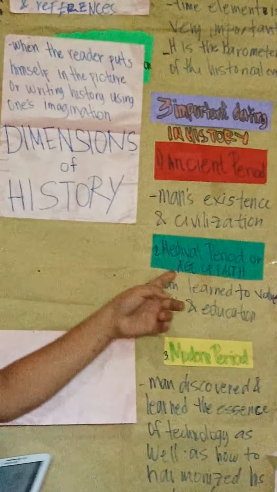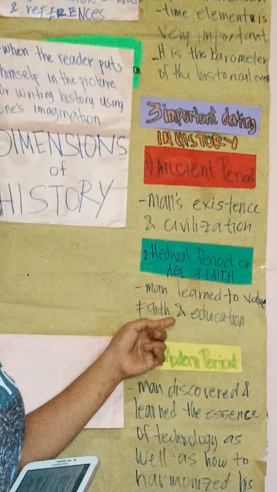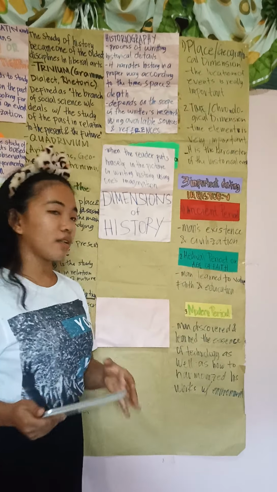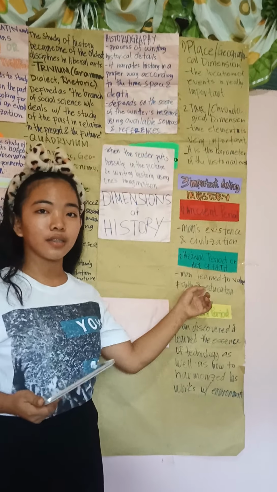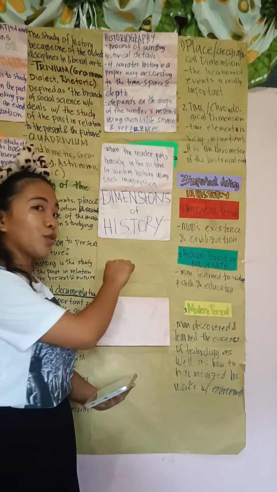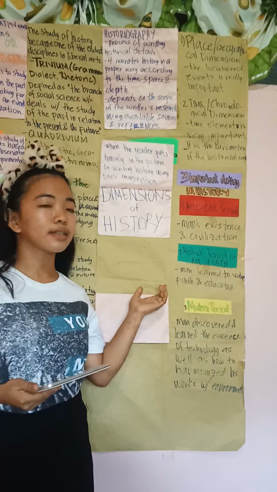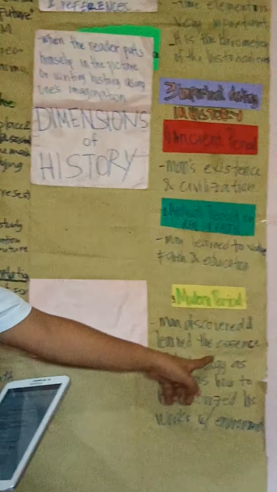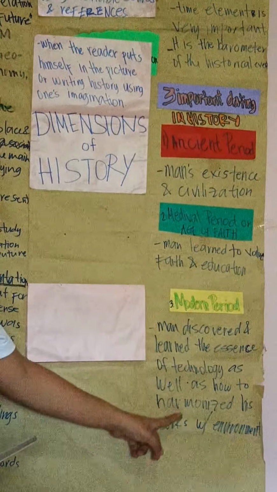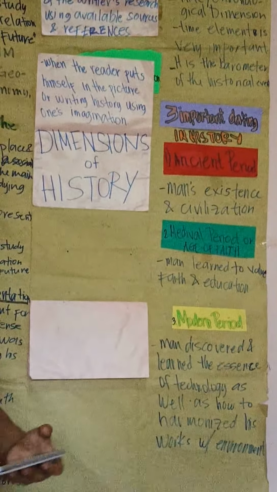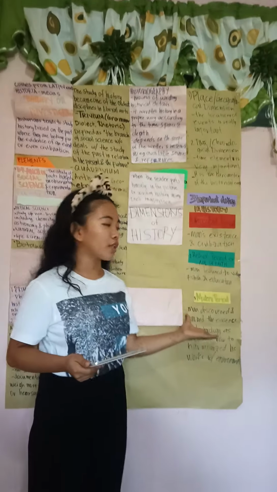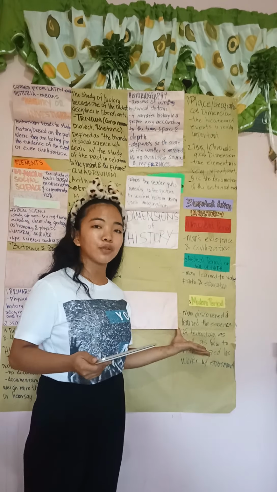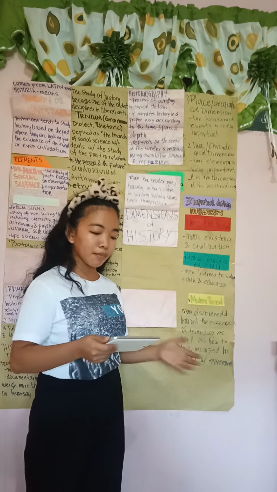And then medieval period, or the age of faith, man learned to value faith and education. Meaning, dito parang may nabago na kung saan natuto na din sila magsulat, magsulat doon sa kahoy or doon sa dahon ng saging. And then, sa modern period, man discovered and learned the essence of technology as well as how to harmonize his works and environment. Andito na tayo sa modern period na kung saan na-discover na ng tao kung ano nga ba ang technology, kung paano ito gamitin, sa papaanong paraan para makatulong sa atin.